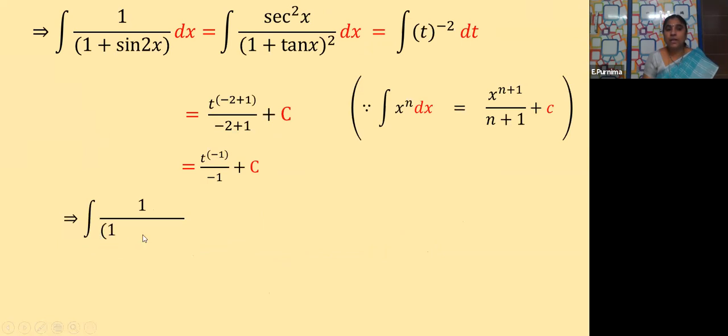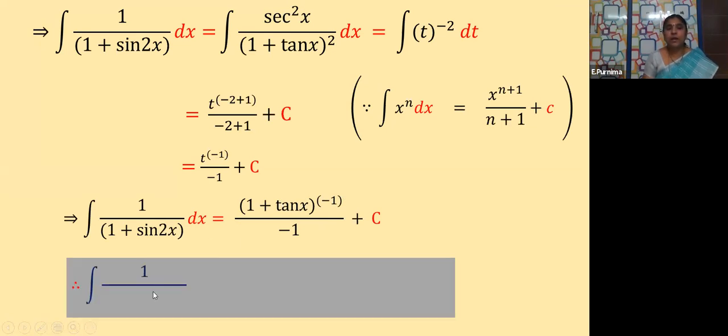The integral of 1 by 1 plus sin 2x dx is equal to t. What is t? T is nothing but 1 plus tan x whole to the power of minus 1 by minus 1 plus c. So what this minus 1 power is there here, let us send it to the denominator so that it becomes positive. The integral 1 by 1 plus sin 2x dx is equal to minus 1 by 1 plus tan x. This minus I'm sending to the numerator, children. Minus 1 by 1 plus tan x plus c.